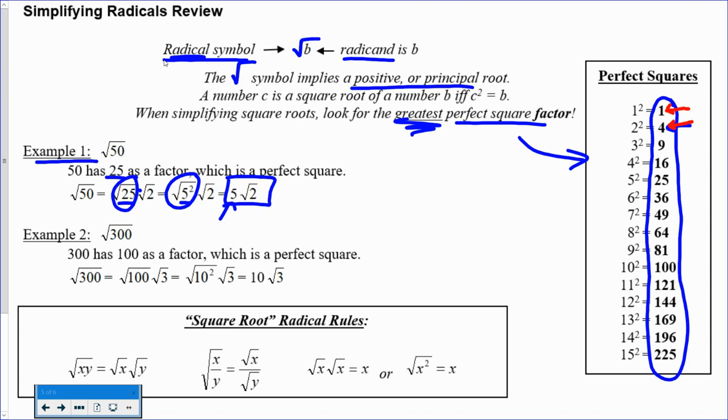The second example that's worked out for you would be the square root of 300. So 300, larger number. The largest perfect square factor would be 100. Now things like 25 and 4 do go into 300. But if I take 25 into 300, so for example, because this may happen to you.